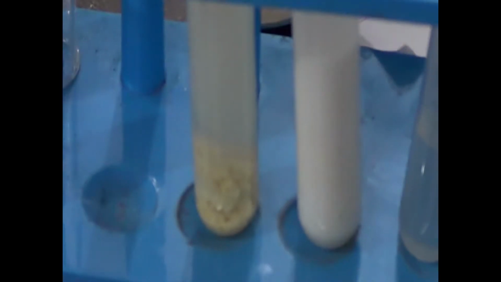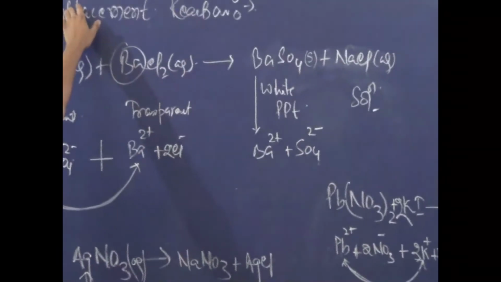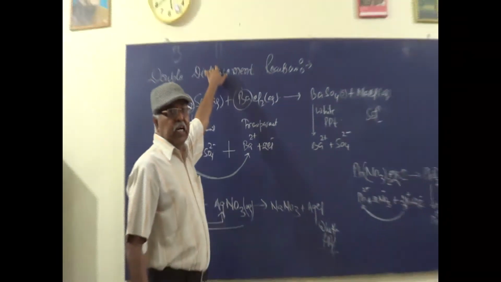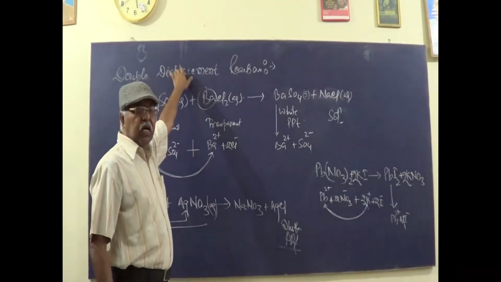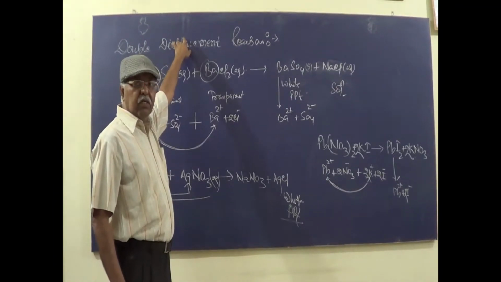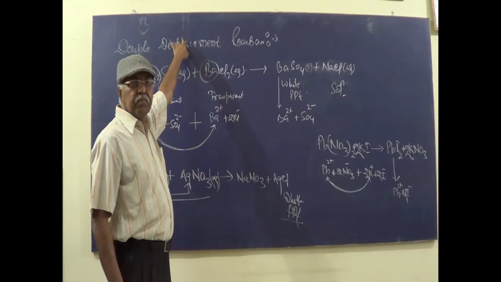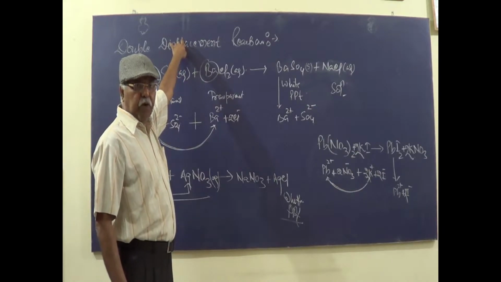Now, what questions can be raised from this? What is a double displacement reaction? Explain a chemical reaction in which exchange of ions takes place. Those are two questions. Third question, what is a precipitation reaction? These three types of questions are possible.